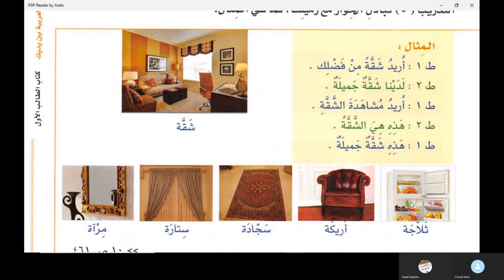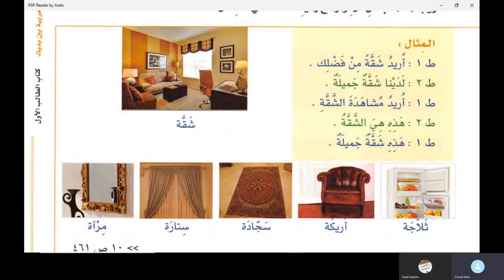Ladaina thalajatun jamila. Good. Uridu mushahadat thalaja. Good. Is it just thalaja at the end? Good. Thalaja good. Thalajati also good. Hazihi hiya thalaja. Hazihi thalajatun jamila. Good.